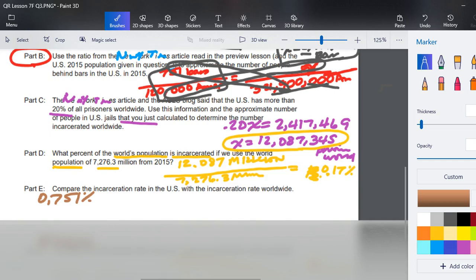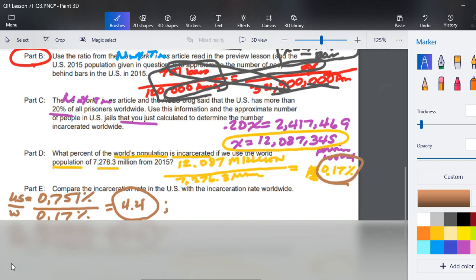They want us to compare that with the incarceration rate in the world. The incarceration rate of the world is the one that we just calculated in Part D, this number here. So one way to compare these is to straight divide them, meaning I'm going to punch in my calculator .751 divided by .17, and on my screen I get about 4.4. What this says is that the United States incarceration percentage rate is about 4 times as much as, or more than, the world's incarceration rate.